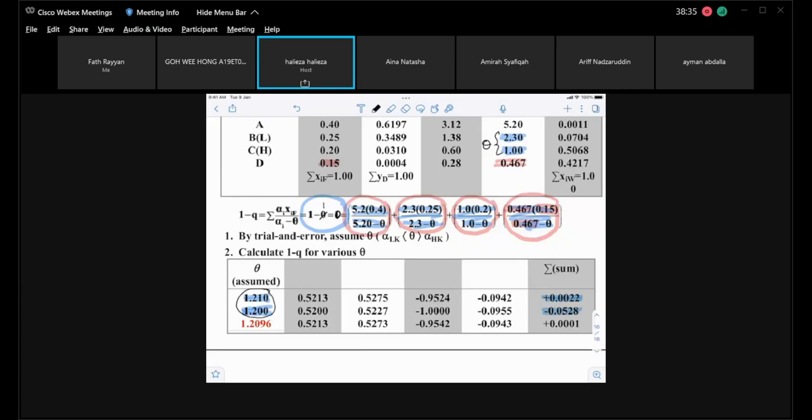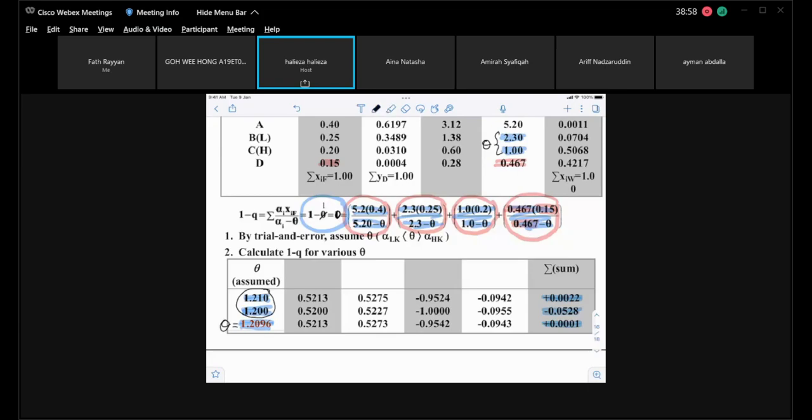You can do interpolation in order to get 0. I think this is done by interpolation. The final value, 1.2096, is done by interpolation, and it so happens to be very, very close to 0, 0.0001. This is your final value of your theta.